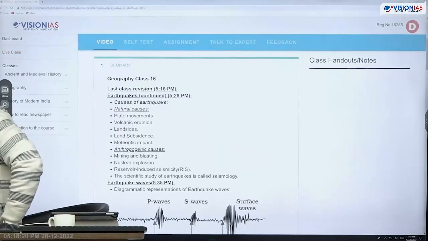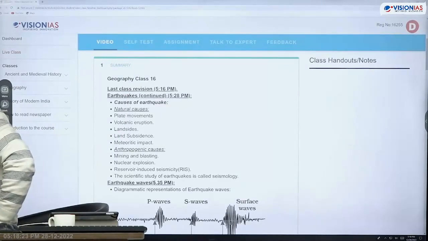Yes, surface waves are created due to the interaction of body waves with the surface.